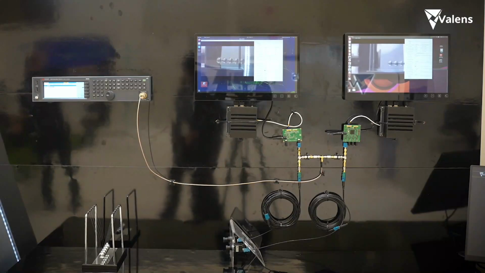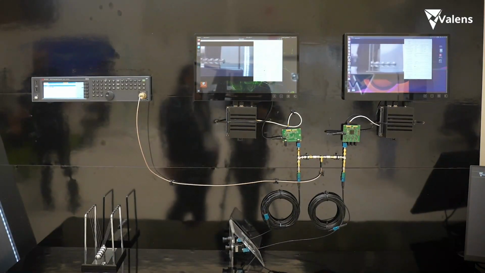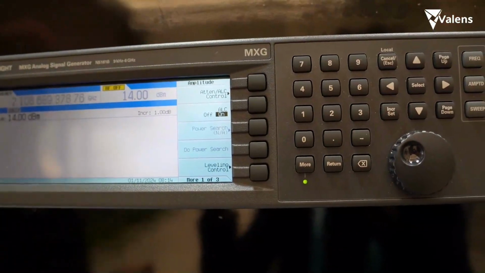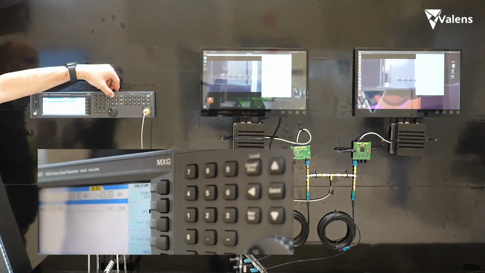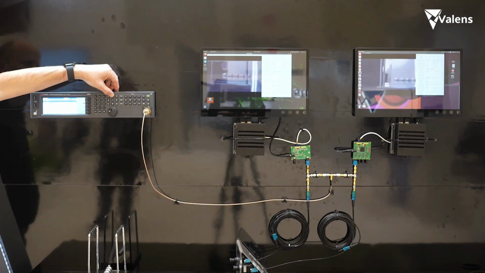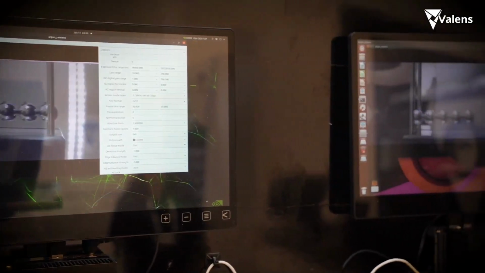On the left side, you see the competition. On the right, Valens A-PHY compliant chipsets. Let's start with the competing solution, starting at minus 14 dBm and working our way up. As you can see, at just minus 13 dBm, this solution fails to withstand the noise, while the Valens VA7000 chipsets continue to withstand the injected noise.